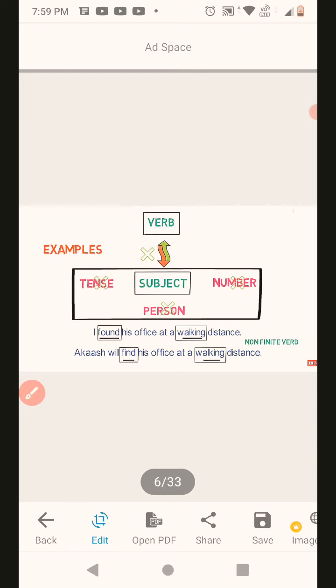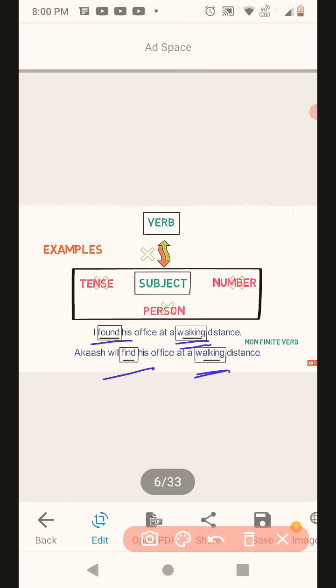let me take one example. "I found his office at a walking distance." In the second sentence, it is "Akash will find his office at a walking distance." So here children, you can see the underlined words found and find. Here it changes according to the person. So this is an example of a finite verb. But the second verb, walking, is not a main verb and it does not change as per the person. So this is an example of a non-finite verb.